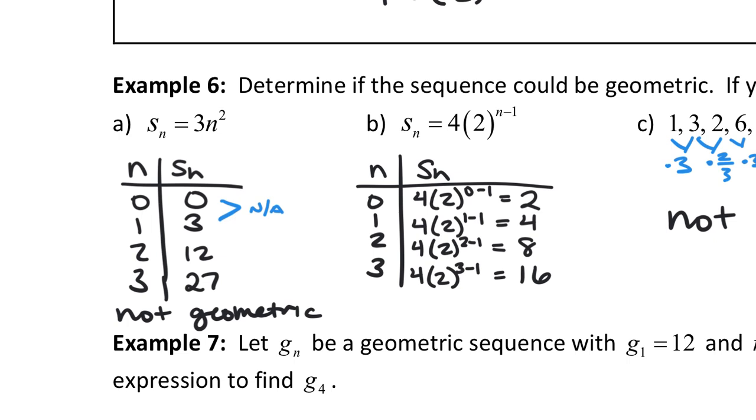16. So if I'm looking at these output values here, how are they changing with multiplication and division? Multiplying by 2 each time. Very good. So we would conclude that this is a geometric sequence and that the common ratio is 2.